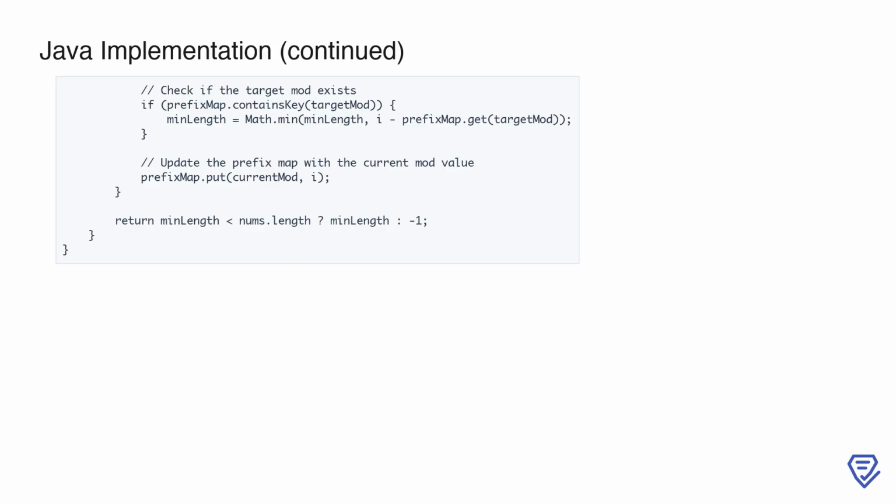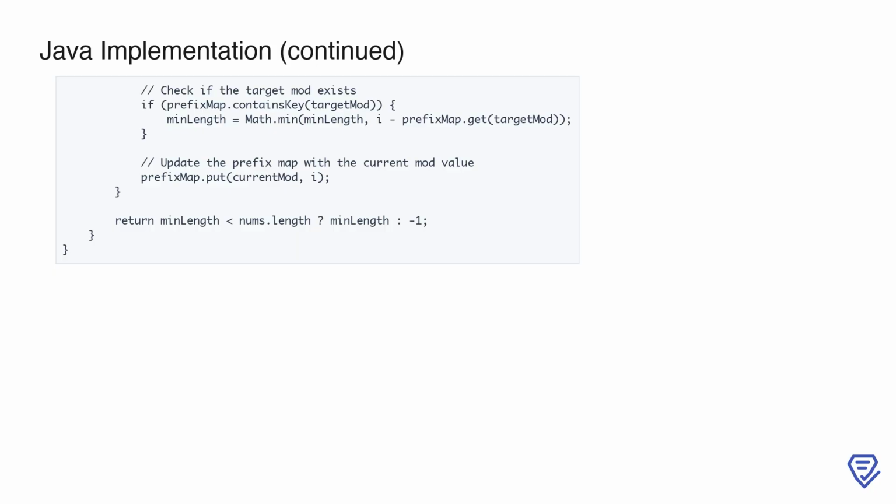If it does, it means there is a prefix subarray that, when removed, would make the remaining sum divisible by p. In this case, we update min-length by comparing its current value with the difference between the current index and the index stored in the map for the target modulo. This gives the length of the candidate subarray.